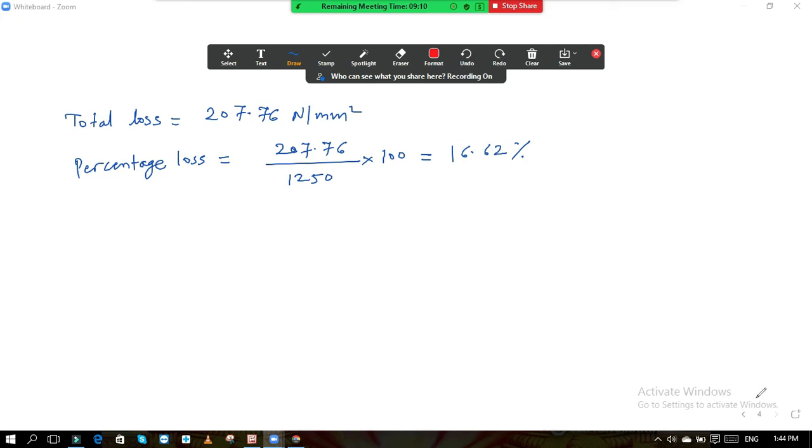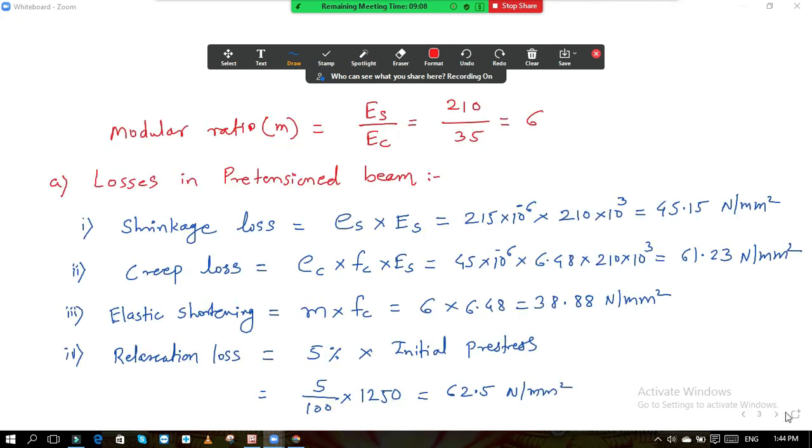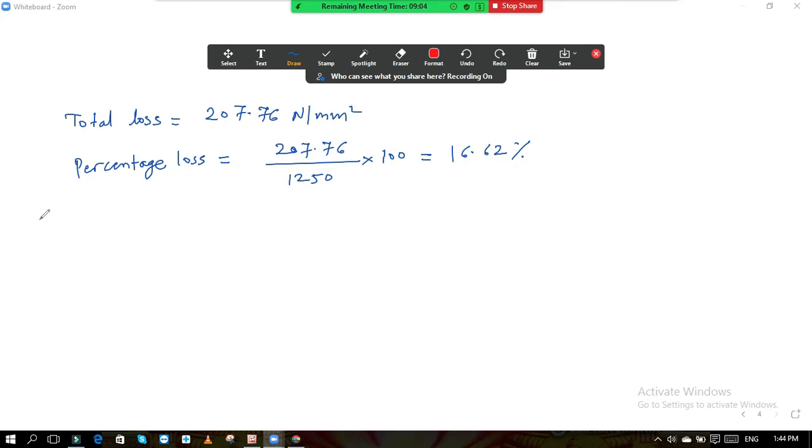Now we will move to the loss in the post-tension beam. We will calculate it one by one. Again, first is the shrinkage loss.